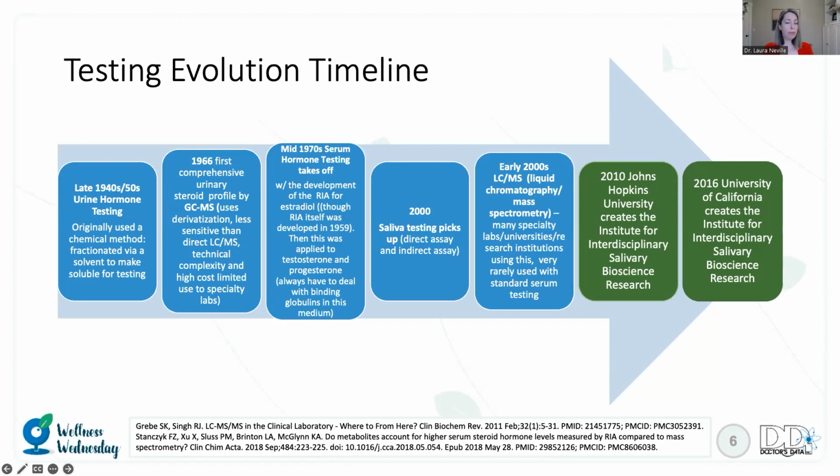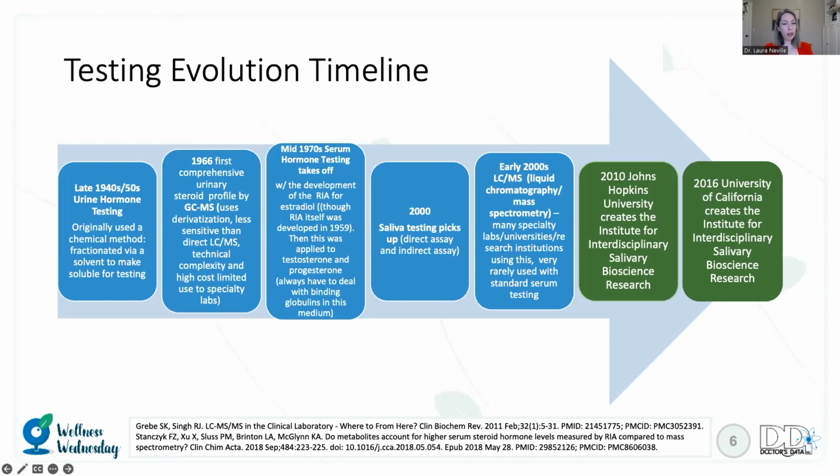It wasn't until the mid 1970s that serum hormone testing really took off. And then we moved more towards that because it was a little bit easier, and considered more of the gold standard. Around 2000, saliva testing picks up, even though that came about in the early 1980s, but really didn't take off until the year 2000.